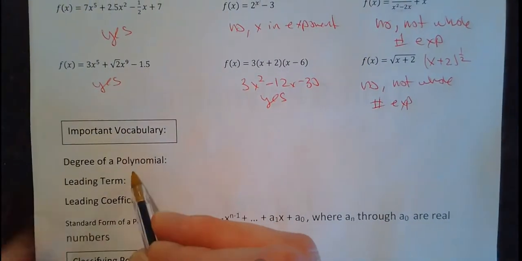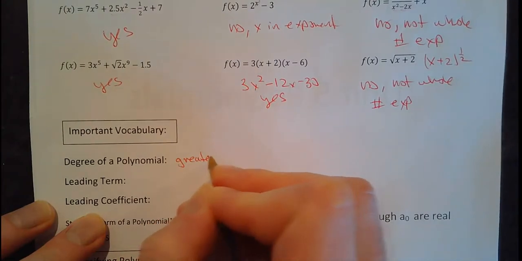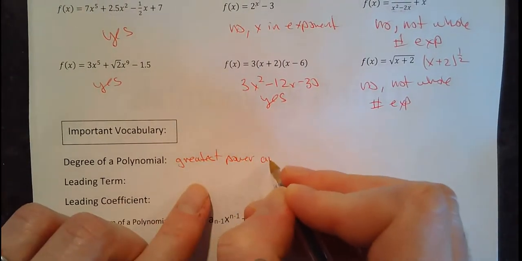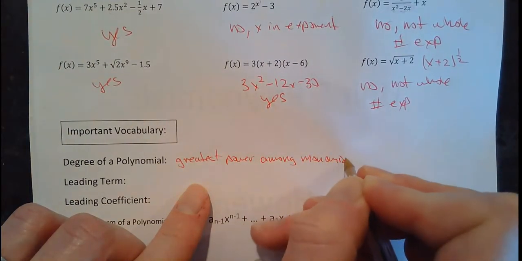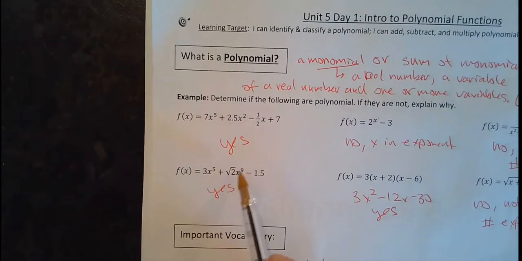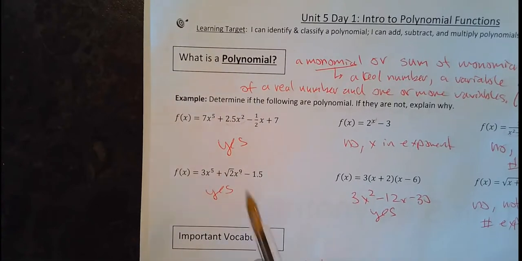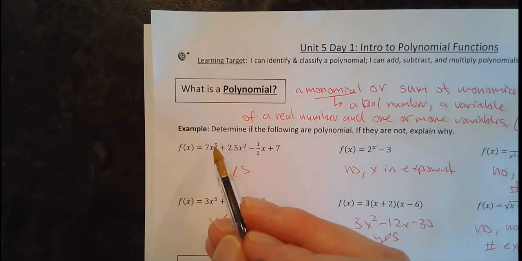So, important vocabulary. The degree of a polynomial is the greatest power among the monomial terms. So the highest power that you see. Like this one here, the highest power I see is the 9. The 5 came first, it's written first, but the 9 is higher, so this would have a degree of 9. This one up here would have a degree of 5, because it's the highest power I see.